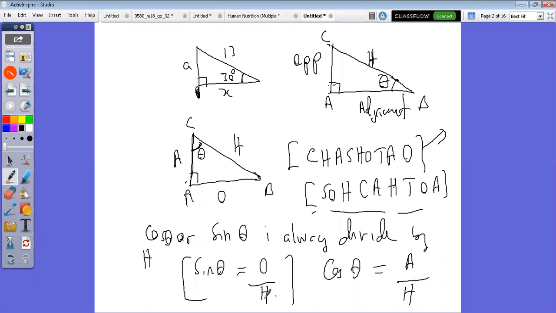Clear? Yes, sir. So you see, I'm always dividing by the longest side. When I'm dealing with cos and sine, I'm always dividing by the longest side. So that's what you need to remember. Once you remember, then this becomes easy. Maybe the tan, that's what you have to find a way to remember, that tan is opposite over adjacent. Okay.